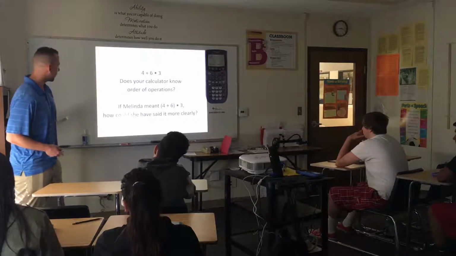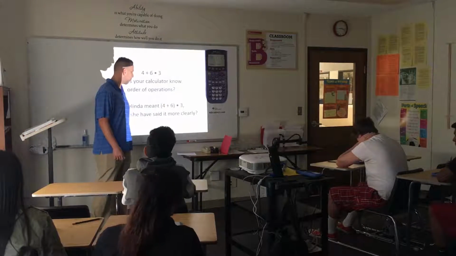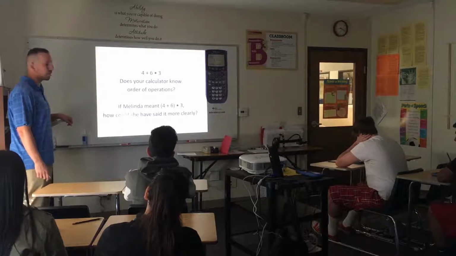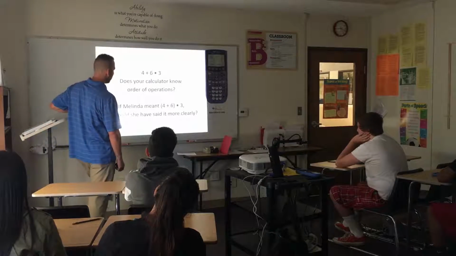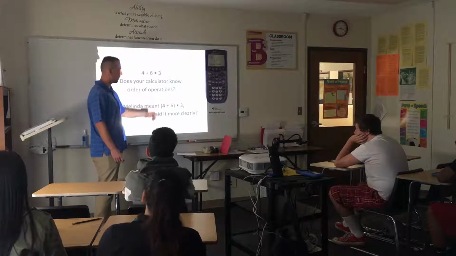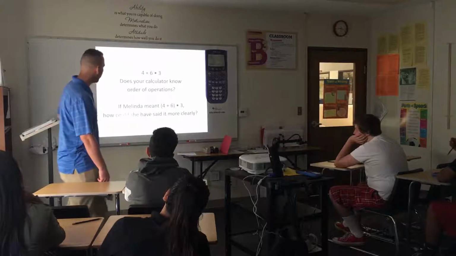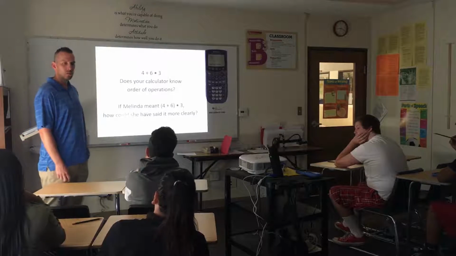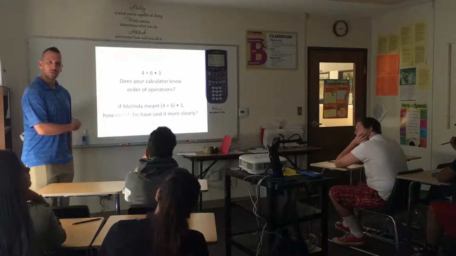Okay. And so if Maribel meant parentheses 4 plus 6 times 3, how could she have said it more clearly then? What do you guys think? This first one actually doesn't have parentheses, but this one does. If she meant parentheses 4 plus 6 times 3, what do you think she could have said more clearly? 4 plus 6 times 3? Wasn't that the same thing we just said before?